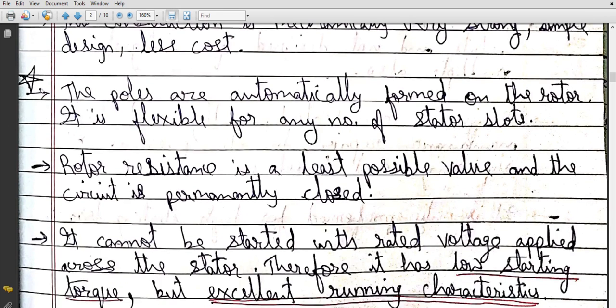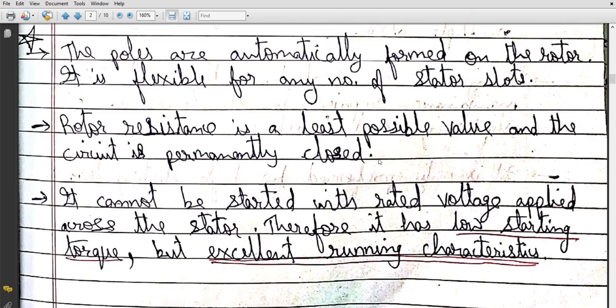Now this thing, I've marked with an important star mark. The poles are automatically formed on the rotor. It is flexible for any number of stator slots or stator poles. Now what is the disadvantage of it? It cannot be started with rated voltage applied across the stator. Therefore, it has low starting torque but excellent running condition.